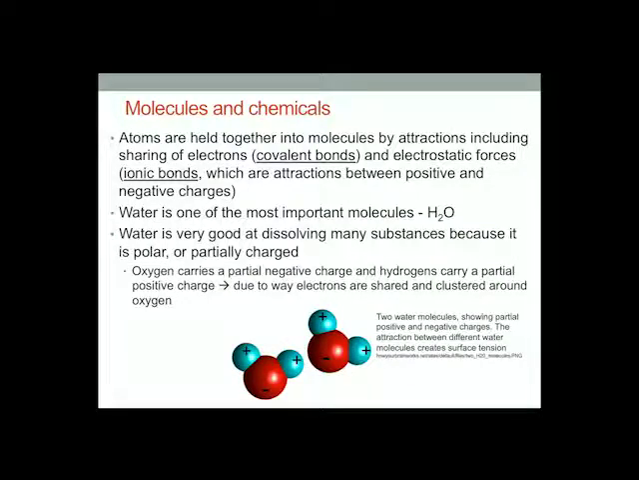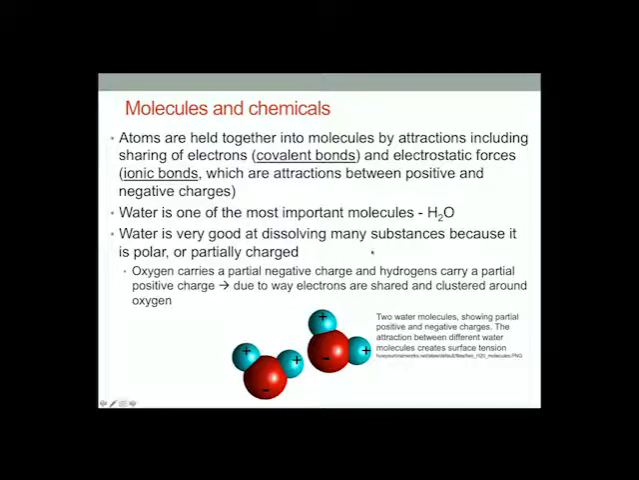To build on that a little bit, the atoms that make up everything are held or bonded together by various attractions into bigger structures that we call a molecule. A molecule is composed of atoms that are sharing electrons, and that sharing of electrons is what we call a covalent bond. You can also have various chemicals put together by electrostatic forces, which is essentially the attraction between something that has a positive charge and something that has a negative charge. That opposite attraction phenomenon can hold different compounds together.